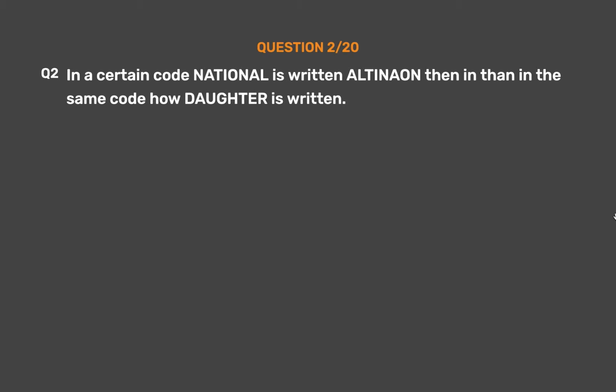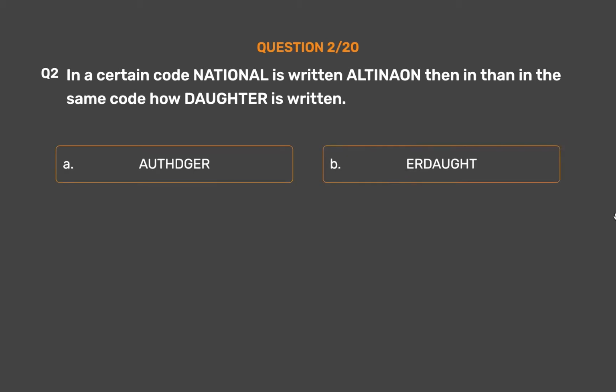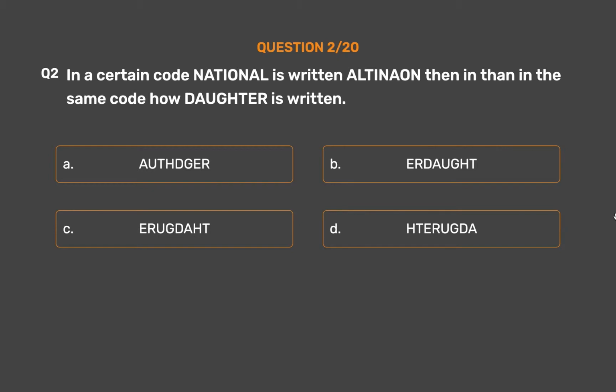Question number 2. In a certain code national is written as alti now, then in the same code how daughter is written? Option A. Orthjar. Option B. Erdot. Option C. Irugdahat. Option D. Hate rugda. Option E. None of these.